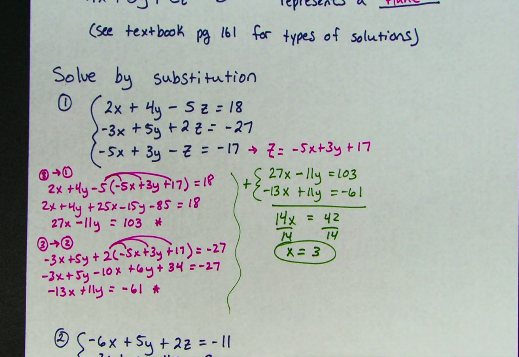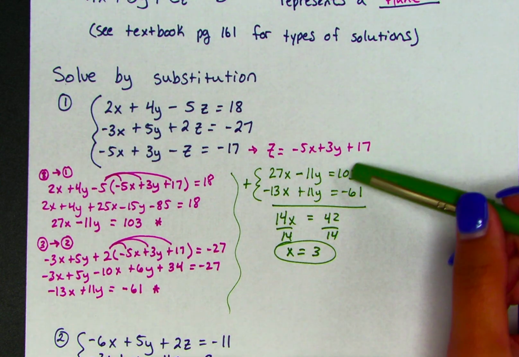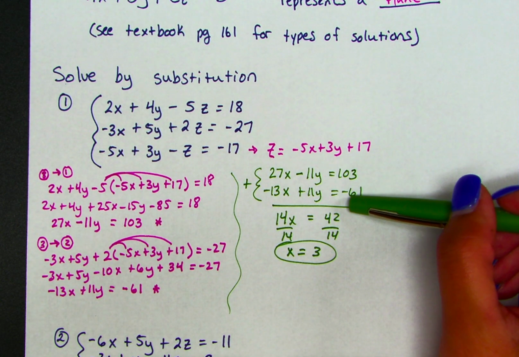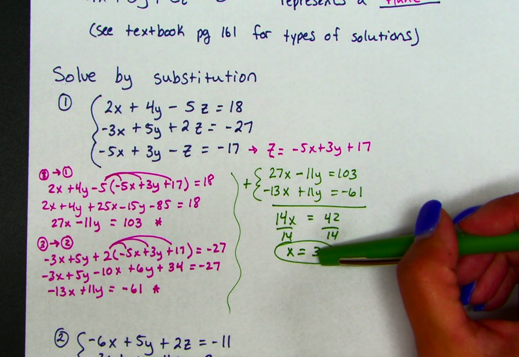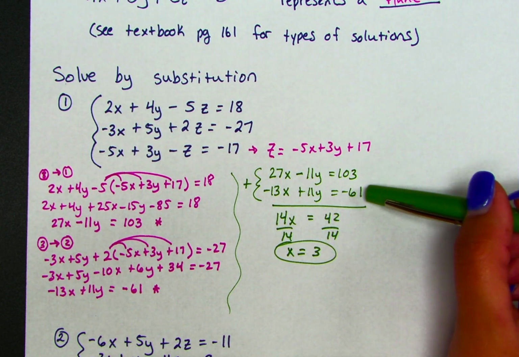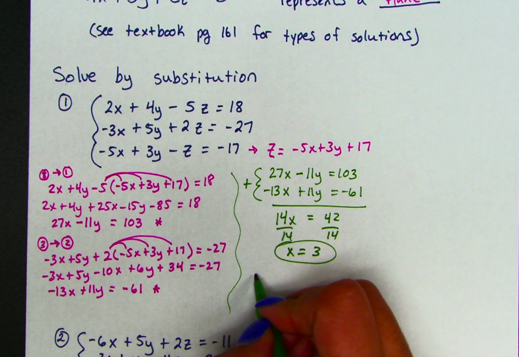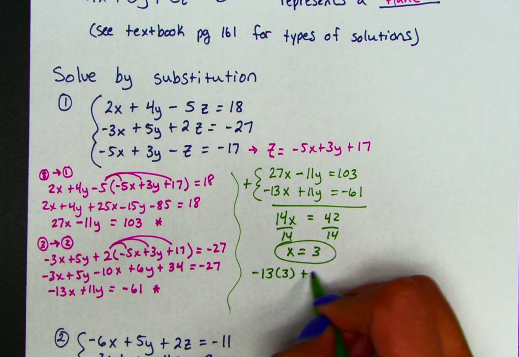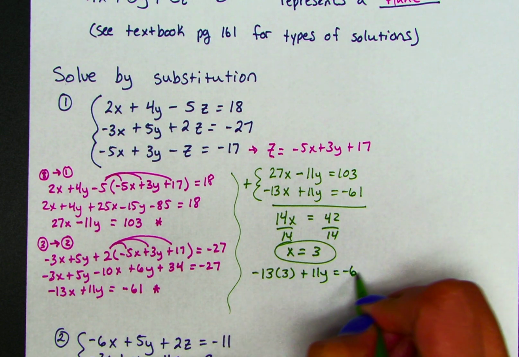So if we know one, we want to substitute it into an equation that only has two variables. So I'm going to go back to this grouping right here. I'm going to pick one of these two equations, and I'm going to substitute the x back in. It does not matter which one you choose. So I'm going to use the second one. So this will be negative 13 times 3 plus 11y equals negative 61.